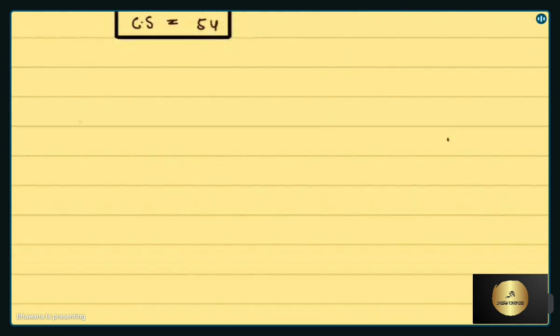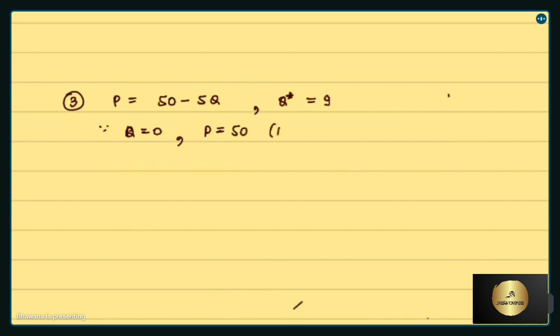Now we look at the third one. So third, you have been given a demand function P is equal to 50 minus 5Q, and your Q star is already given as 9. Okay, now you have to find the vertical and horizontal intercept, that is maximum willingness to pay and maximum willingness to consume. So first let Q is equal to 0. When Q is equal to 0, your price is equal to 50. This is your maximum willingness to pay.